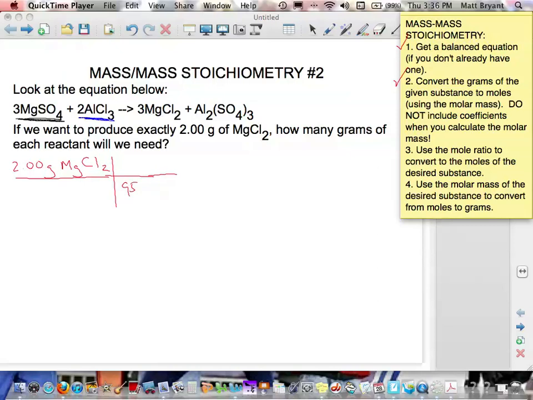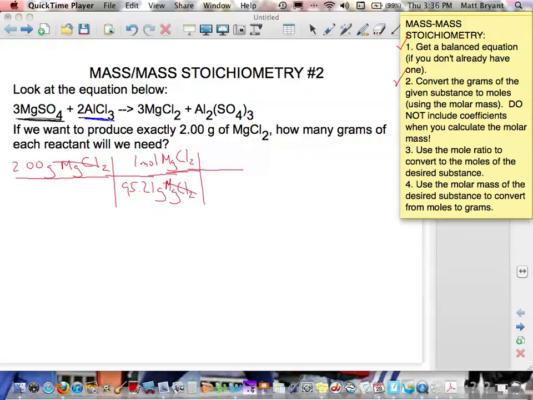Now, it just so happens that the molar mass of magnesium chloride is 95.21 grams. And then we put 1 mole, as always, on top when we're converting between moles and some other unit. So, we get to cross out the grams, and we're left with moles on top. Now, we're left with the moles of magnesium chloride. Now, the question asks us about the two reactants. So, we're going to start with magnesium sulfate, the one that I underlined up there in black.